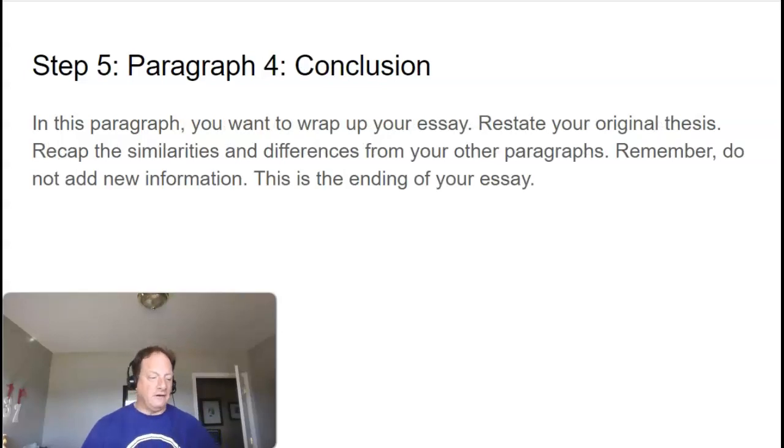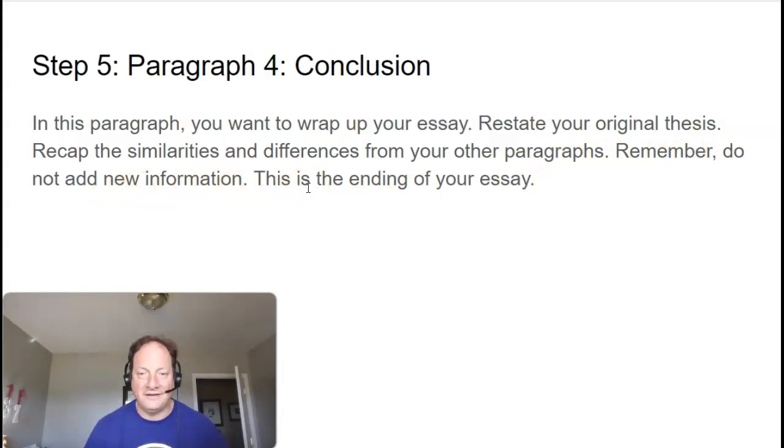And then your final paragraph, paragraph number 4, this is where you're going to write your conclusion. In this paragraph, you want to wrap up your essay, restate your original thesis, recap the similarities and differences from your other paragraphs. Remember, do not add new information.